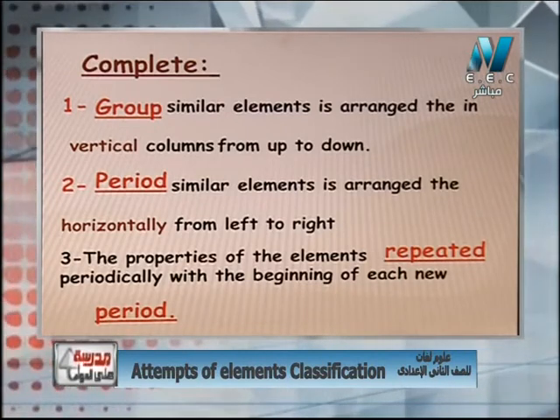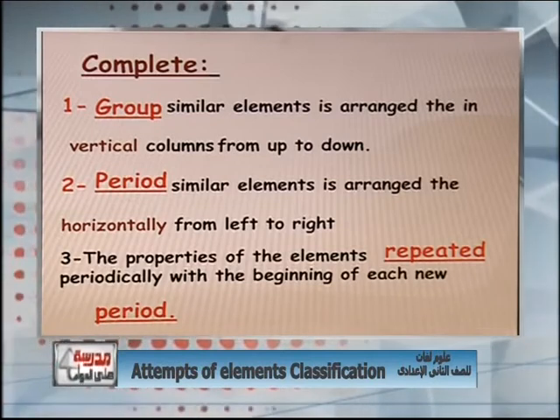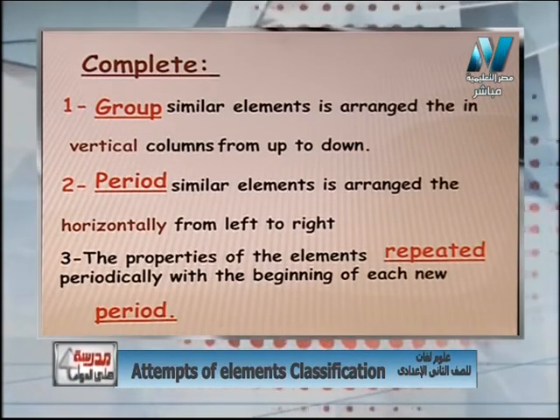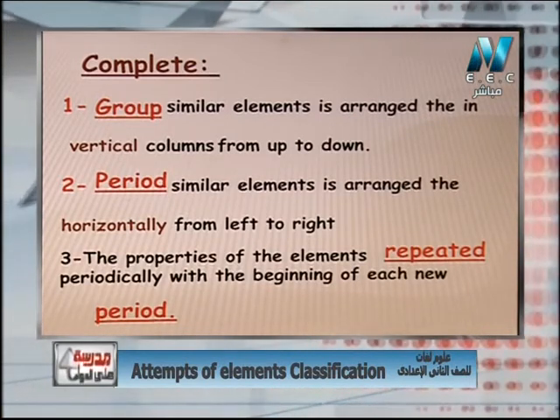Again, a group is the arrangement of elements from up to down. A period is arranging the elements from left to right, and the elements repeat periodically at the beginning of each new period.